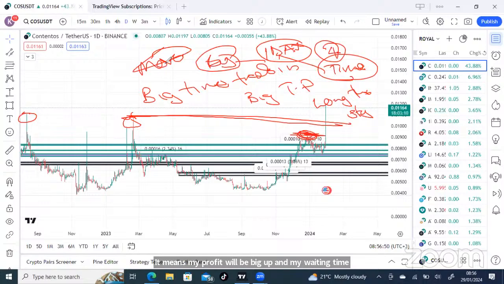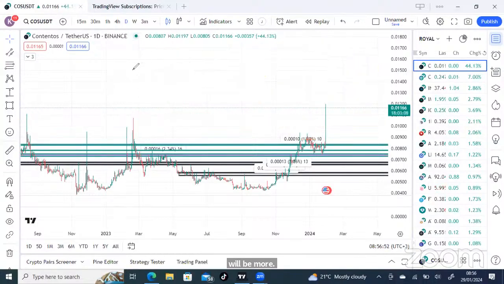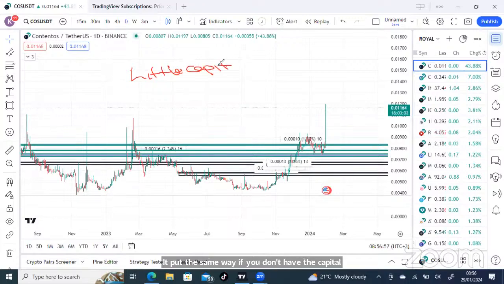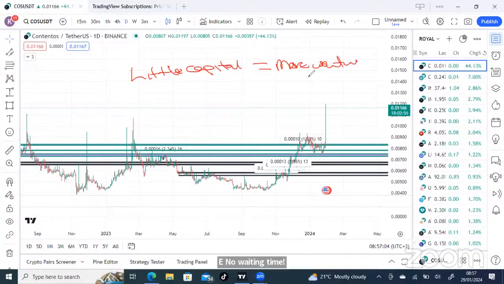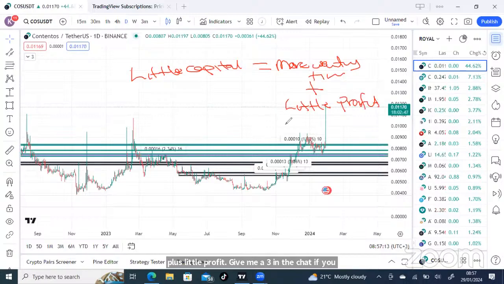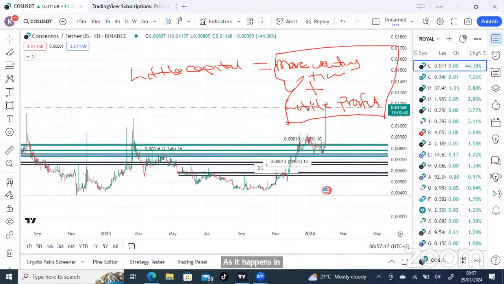It goes the same way with little capital. Little capital equals more waiting time plus little profit. Give me a 3 in the chat if you understand this. As it happens in technical analysis, the bigger the time frame, the bigger the profit and the more the waiting time. It happens with little capital.